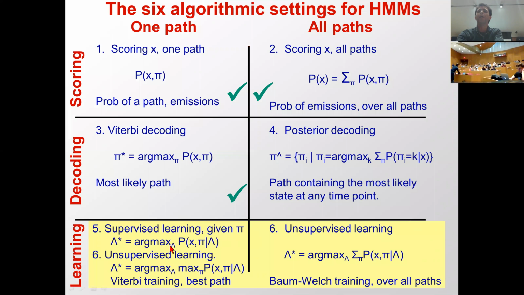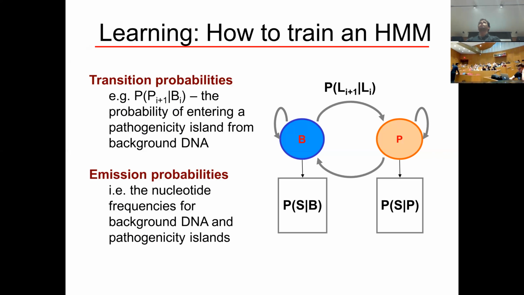People keep asking me, hey, how do you estimate these variables? Well, if I have an annotation, that's trivial. I just count. Okay. What's the problem with just counting? You have a very short sequence. You just might never observe an A emitted from the background state.